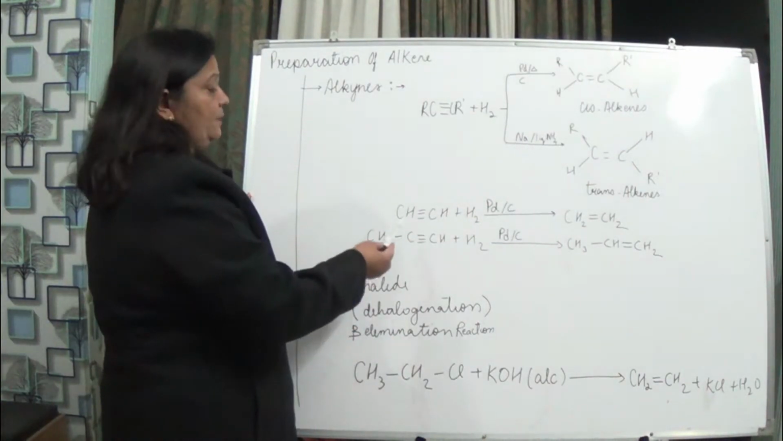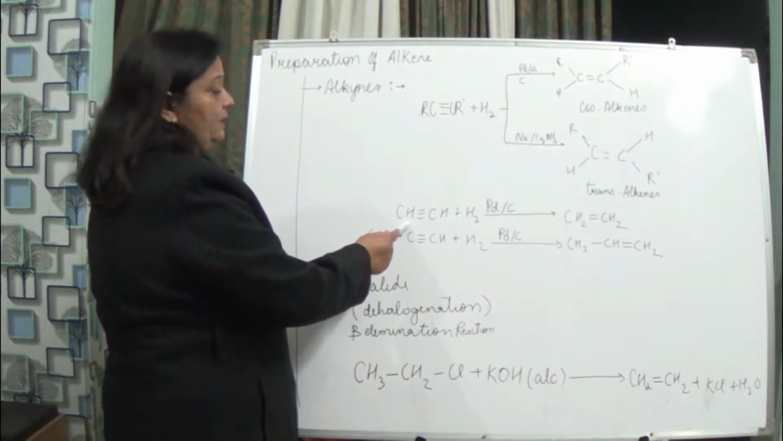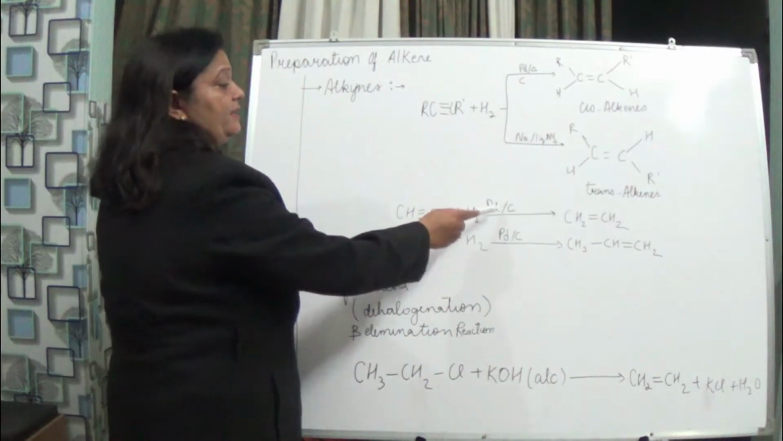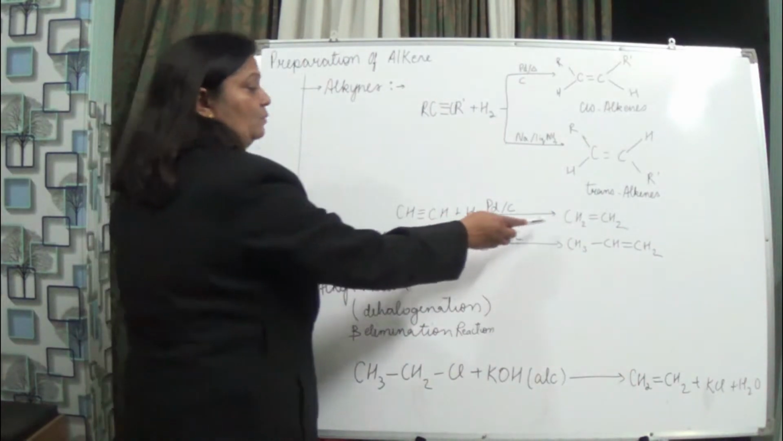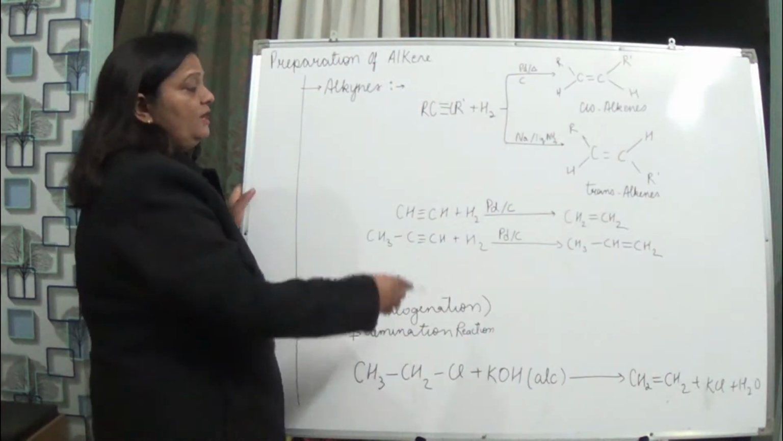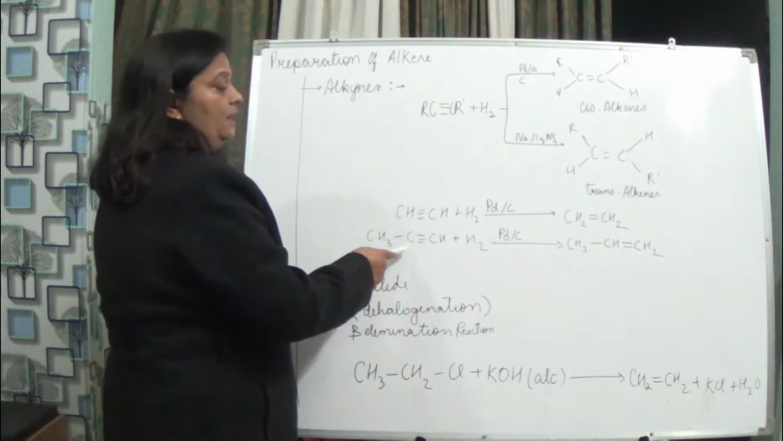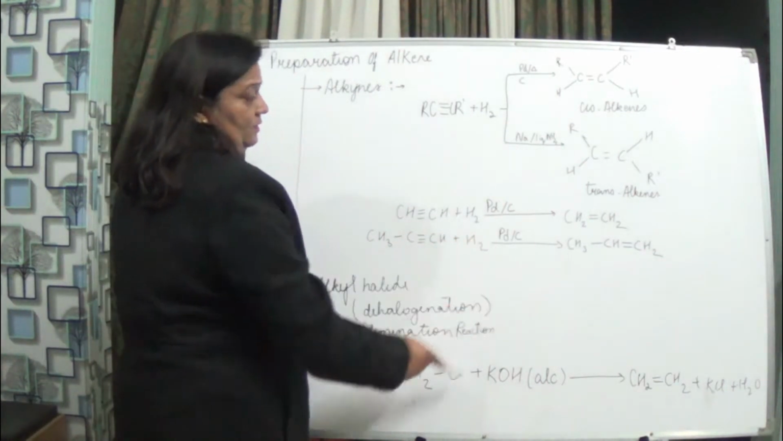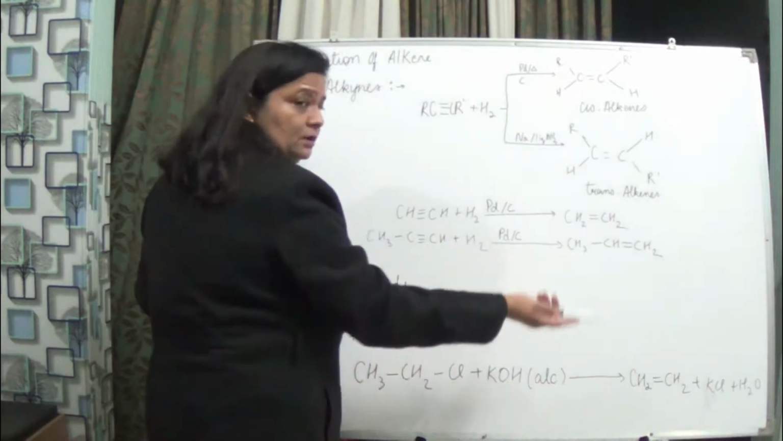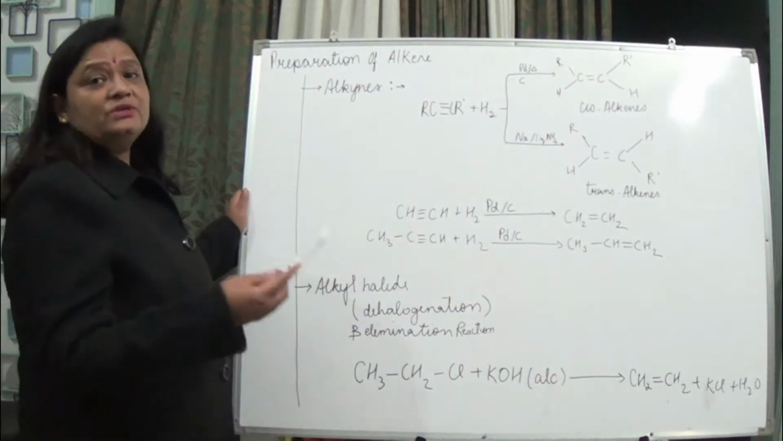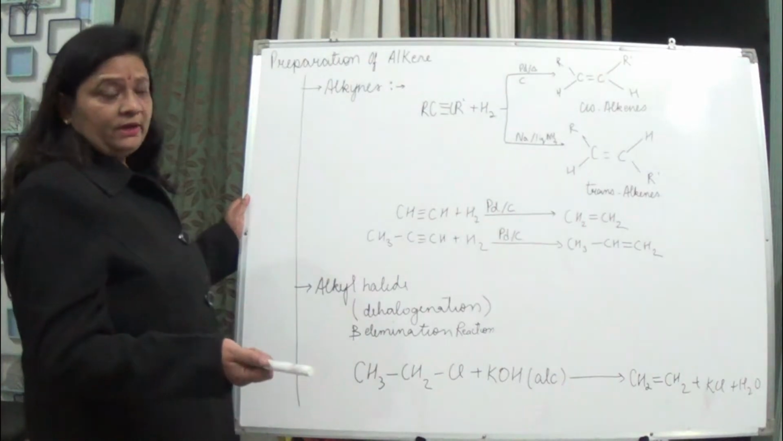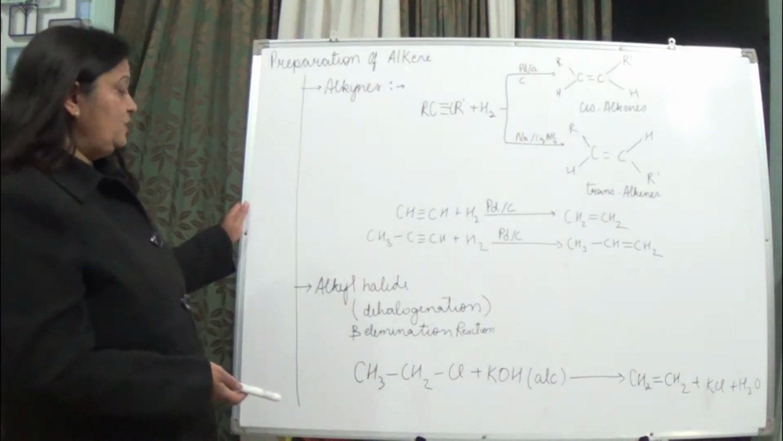Now a specific example: if we are taking acetylene, ethyne, and adding hydrogen to it with palladized charcoal, we get ethene. If we are taking propyne and adding hydrogen with palladized charcoal, we will be getting propene, isn't it? Using ethyne you will get ethene, using propyne you will get propene. The number of carbon atoms is what you take.